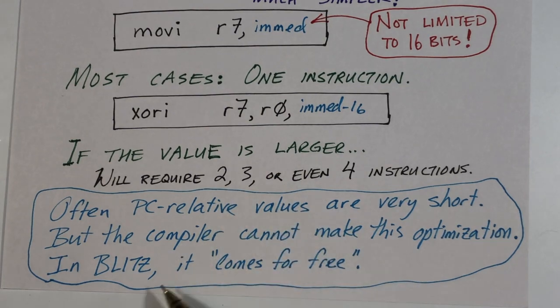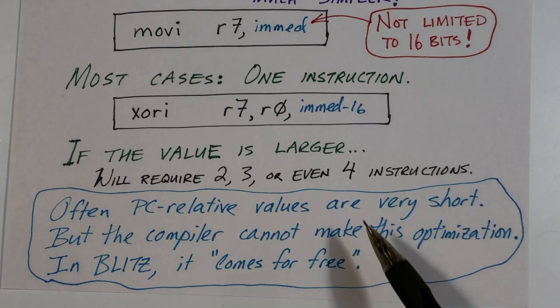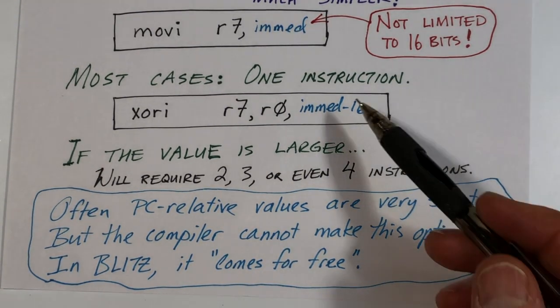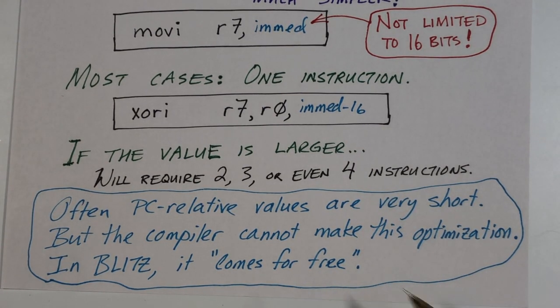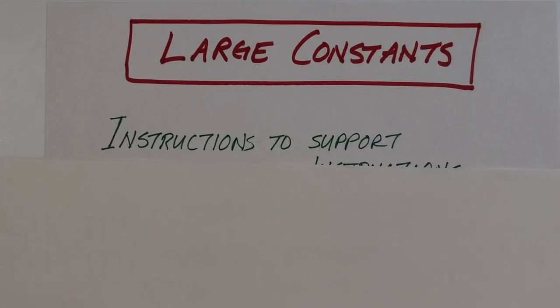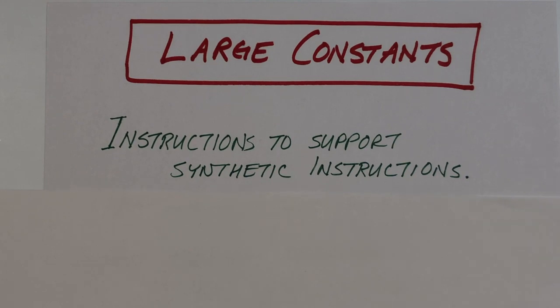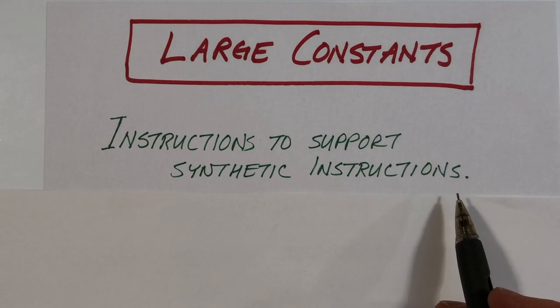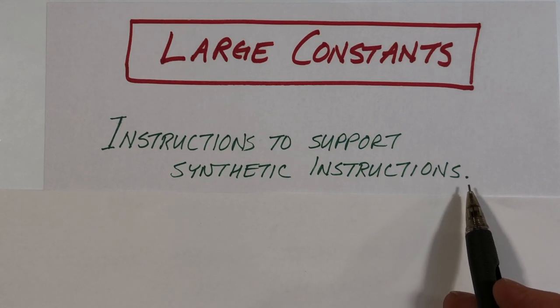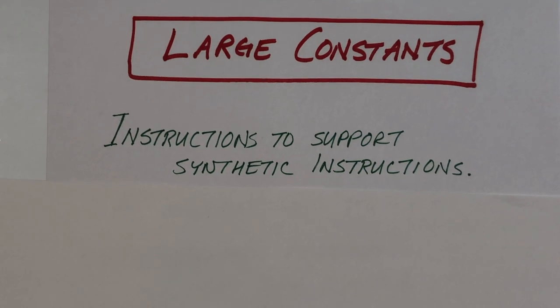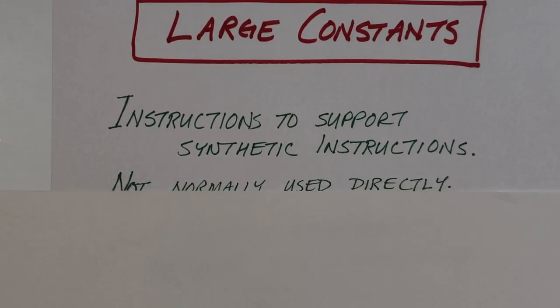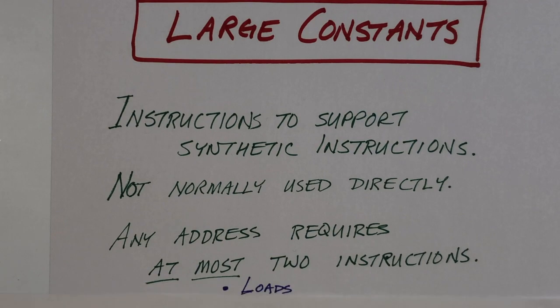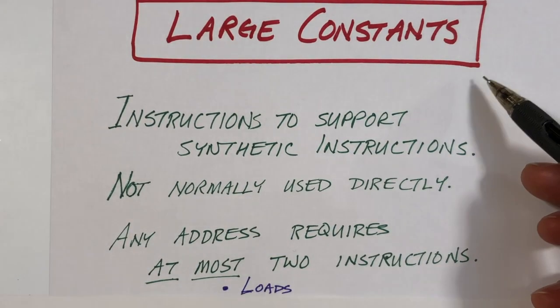So in Blitz, it just simplifies everything to have synthetic instructions so that we don't have to worry the compiler with a lot of special cases that could go wrong and are opportunities for bugs. Next, I want to mention 5 instructions that are used by the assembler primarily to support synthetic instructions. Normally, the assembly language programmer would not be using these instructions, and the compiler would not be generating them directly. They're primarily used for dealing with large constant values.